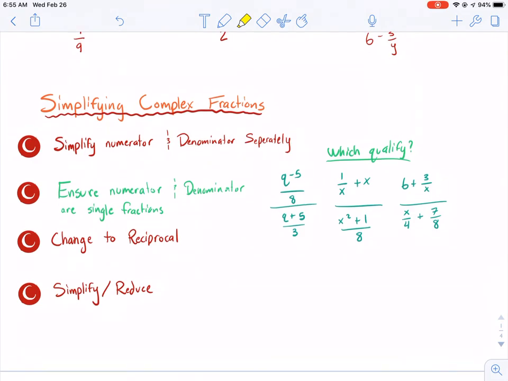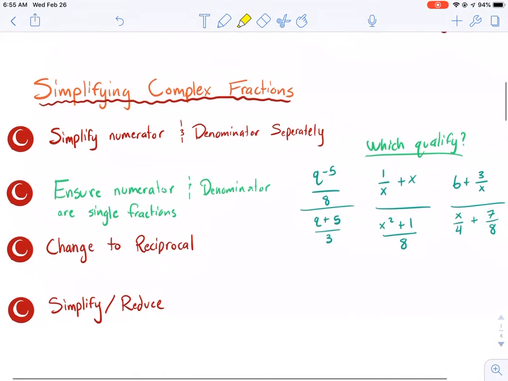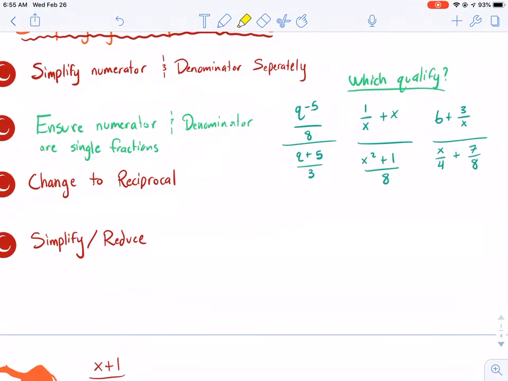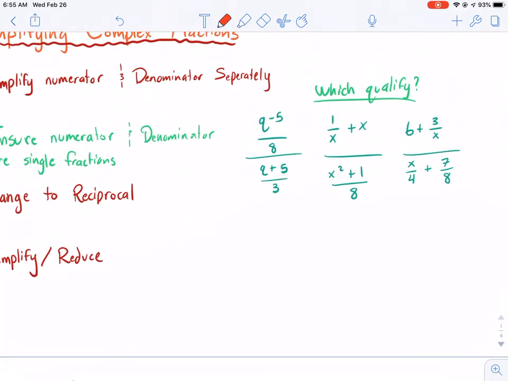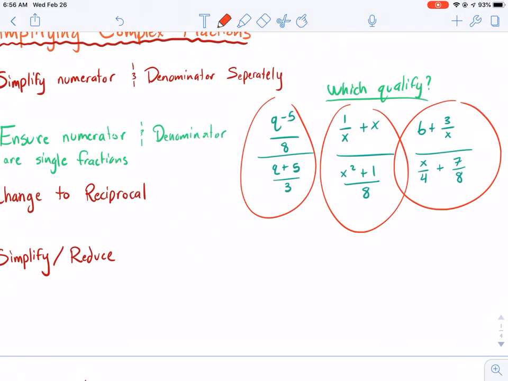It's a multi-step process. The first thing is to simplify numerator and denominator separately. If you can simplify, do it. That's the first and most important step to make it a lot easier for yourself. Second step, this is critical: ensure numerator and denominator are single fractions. We have 3 examples here that I want you to look at, and I want you to tell me which of these 3 have single fractions in the denominator.